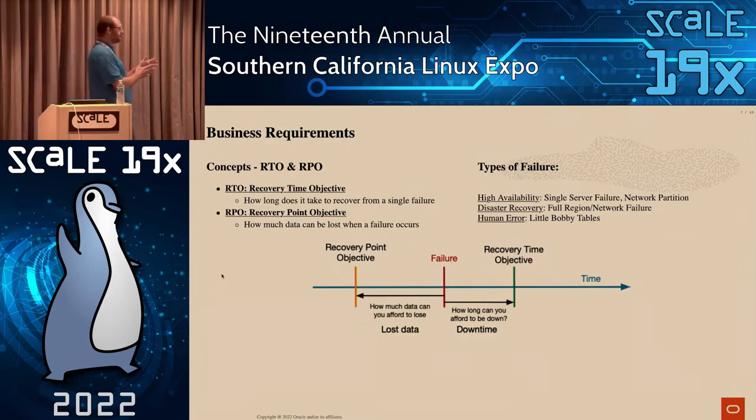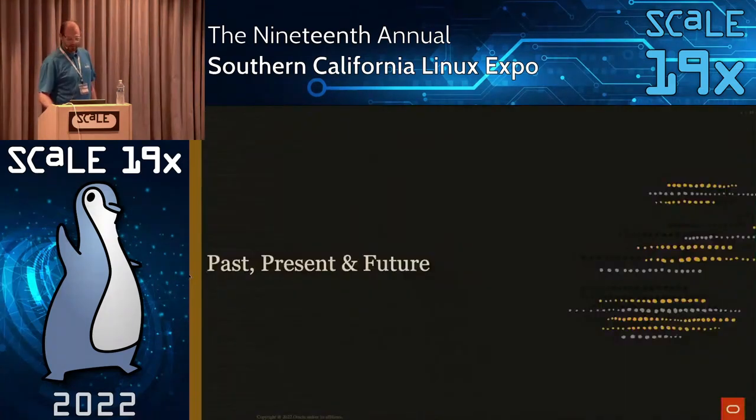So these are the concepts, and I'll explain a little bit about the different types of architectures that I recommend, or solutions that we have built in MySQL, and then we'll tie them to RTO, RPO, and what they do, what they do not do, right?